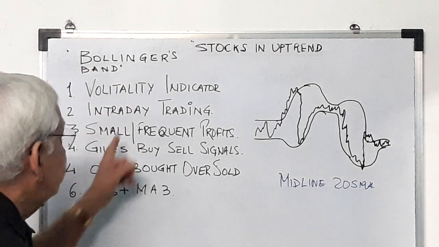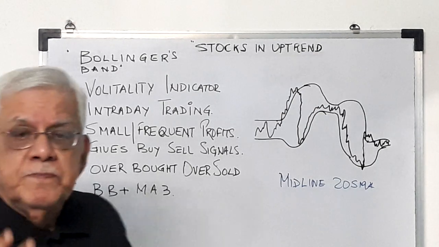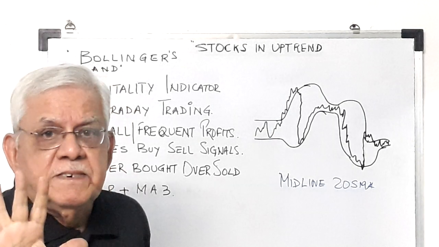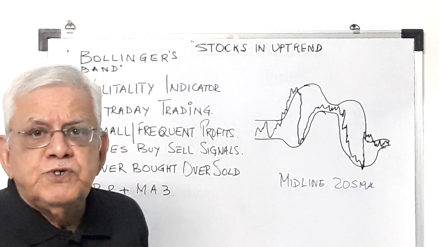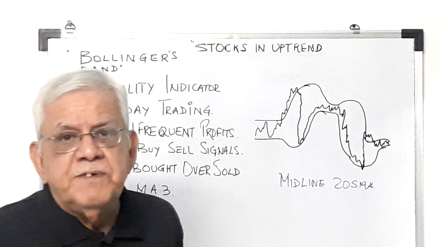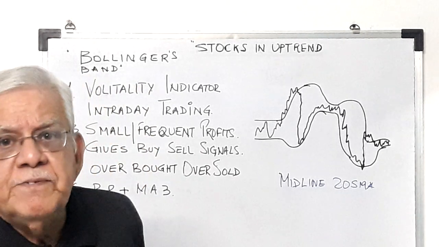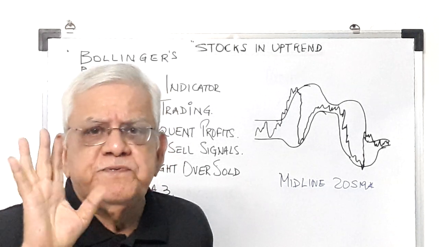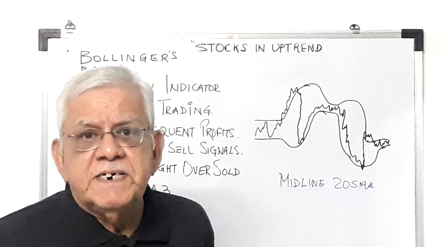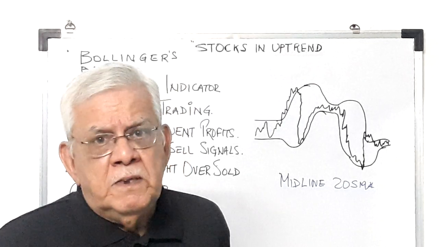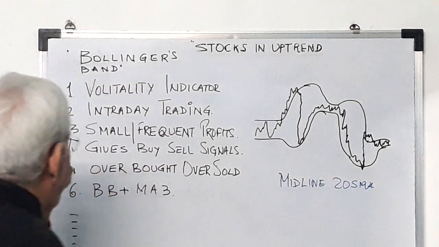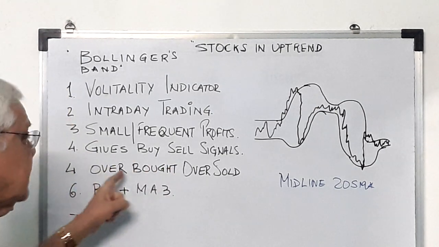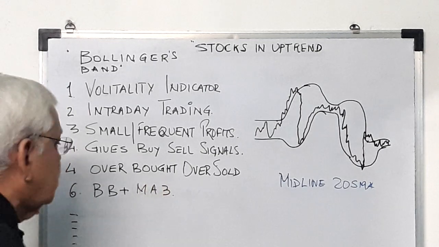Now, the time frame for this is 5 minutes or 15 minutes. Any of the time frames you can choose. But friends, once you choose a time frame, let's say 15 minutes, whenever you do intraday trading, keep the time frame as 15. Don't frequently change the time frame because you will spoil your trades. Bollinger Band gives buy and sell signals. Also, Bollinger Band gives overbought and oversold zones.